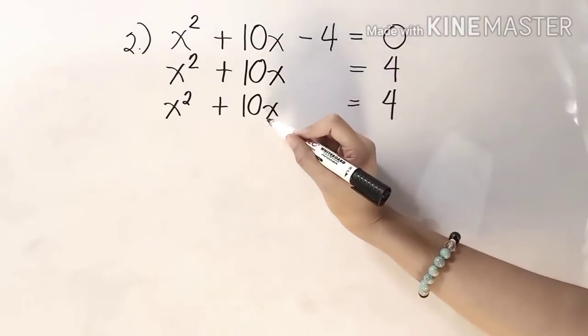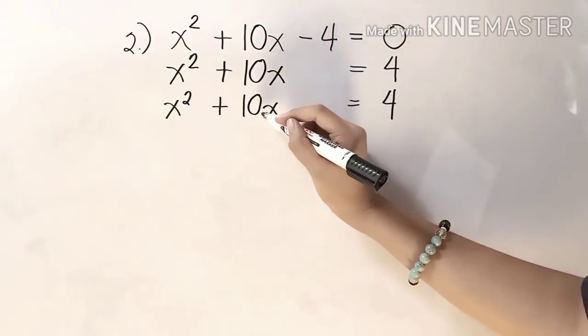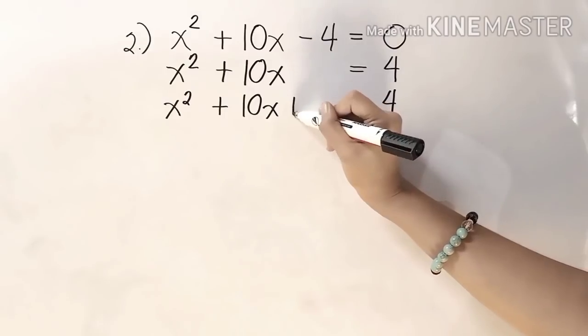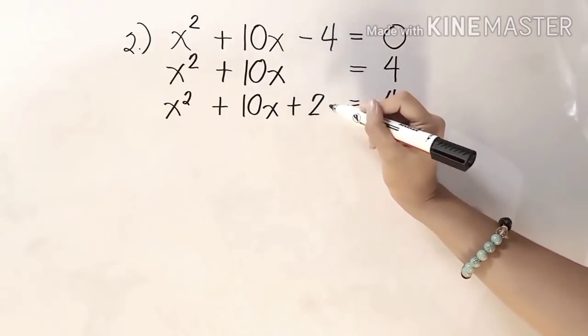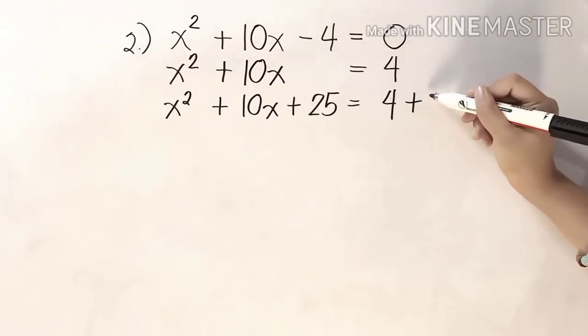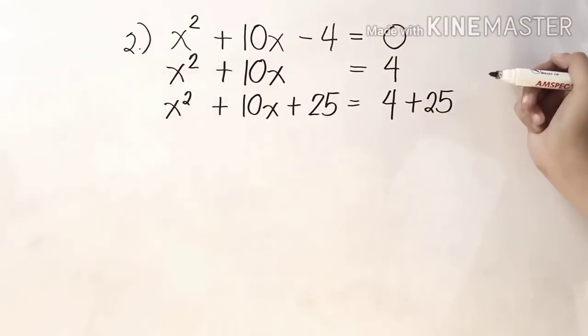Now think of a constant that will complete the square. The same method: 10 divided by 2 is 5, and 5 squared is equal to 25. So we'll write plus 25 on the left side and also do it on the right side, again to retain the equality symbol.